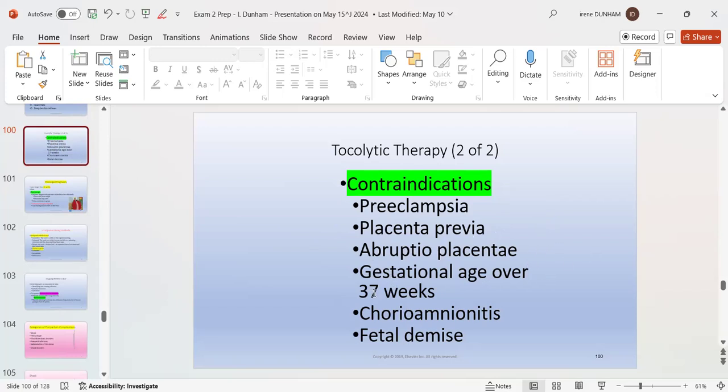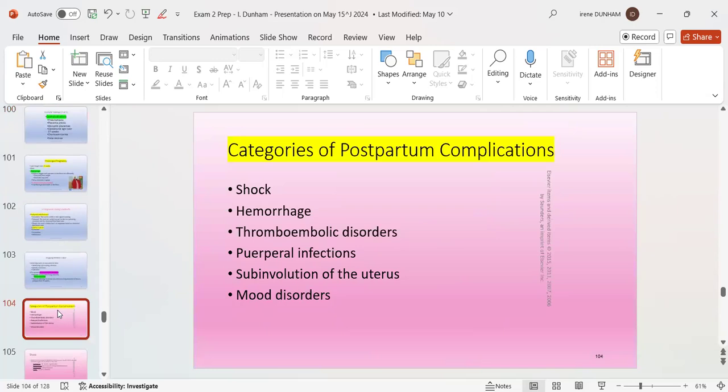I don't need to stop anybody who's in labor over 37 weeks because that's term. I'm not stopping her. If mom has an infection in the uterus, which is called chorioamnionitis, that's when the chorion and the amnion are infected somewhat. We've got to deliver this baby. Baby's in trouble. And of course, if you have a fetal demise, you wouldn't do that either. Okay, let's go on here.